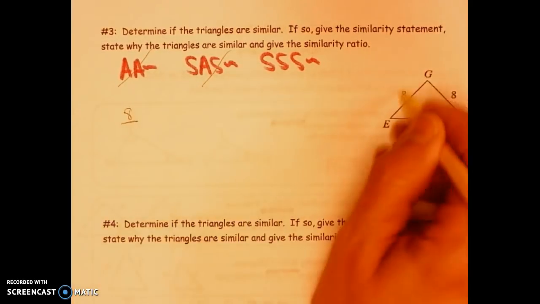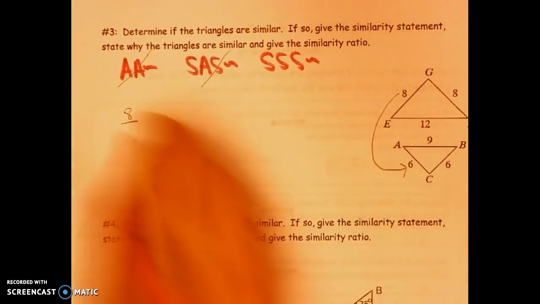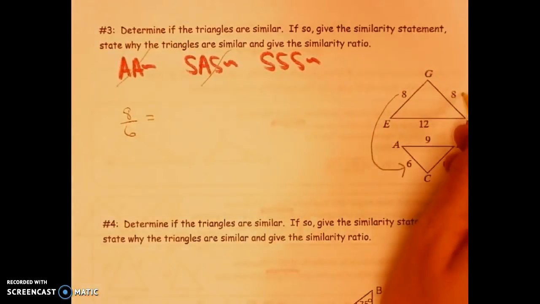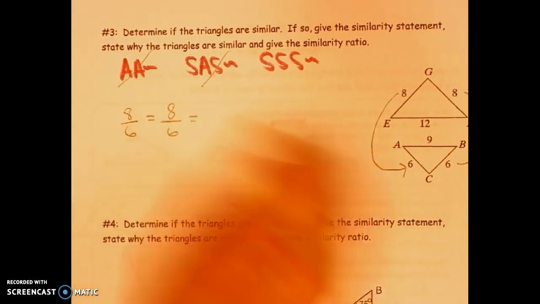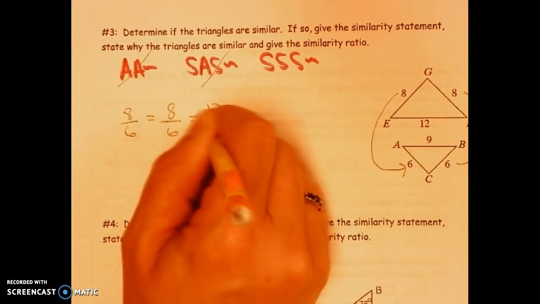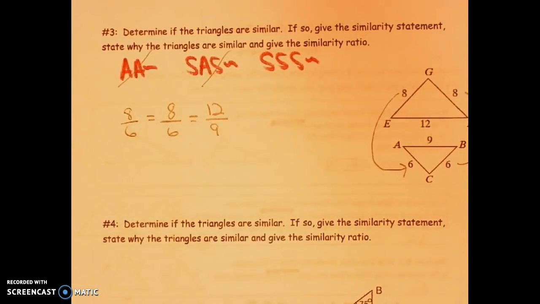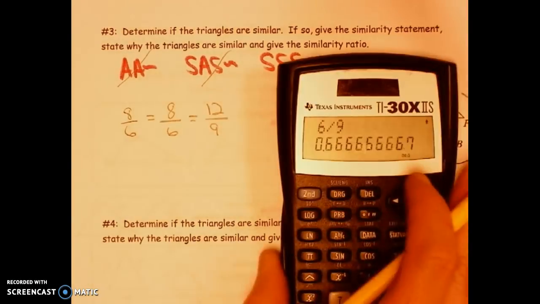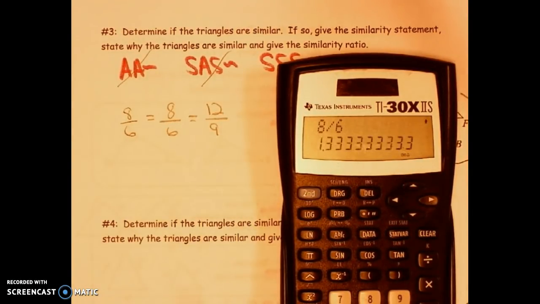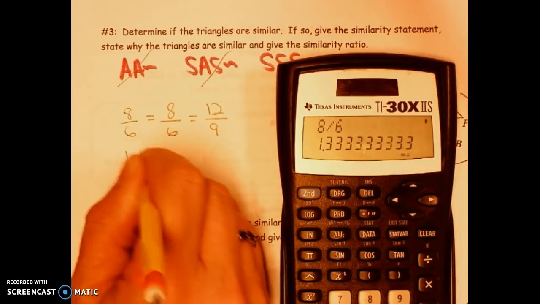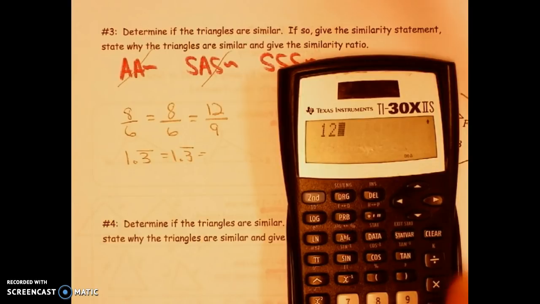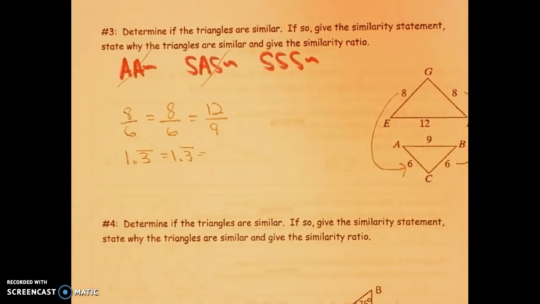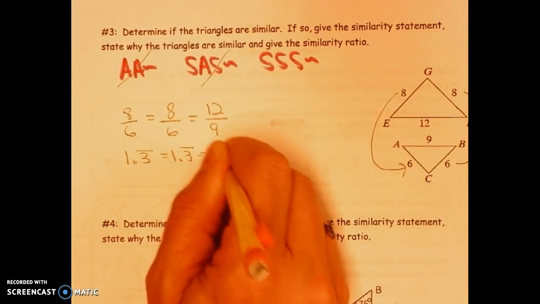I'm noticing my 8 here corresponds with my 6 here. This 8 corresponds with this 6. Certainly we know that's true, but we have to go and check, does 12 equal 9? We can reduce each one of those. We can cross multiply, or again, I'm just going to grab my calculator. 8 divided by 6 is 1.3 repeating. This one is 1.3 repeating. And 12 divided by 9 is also 1.3 repeating.